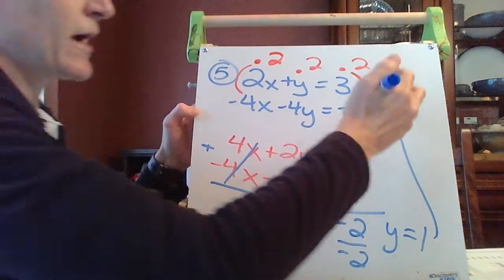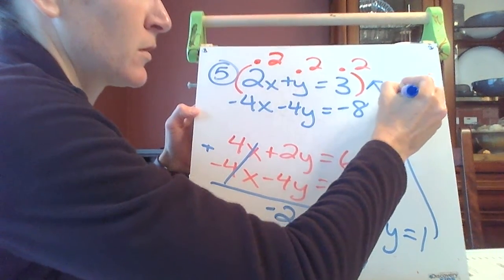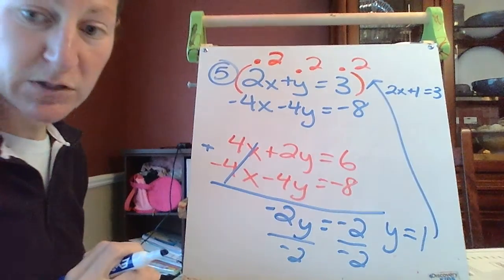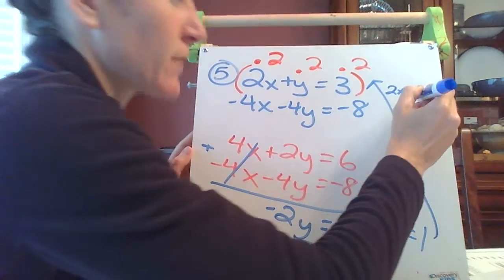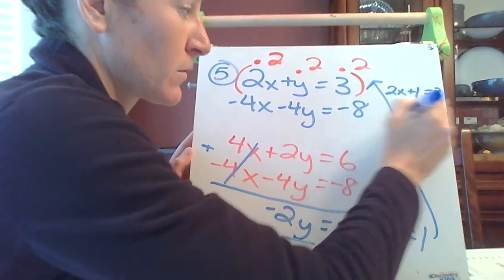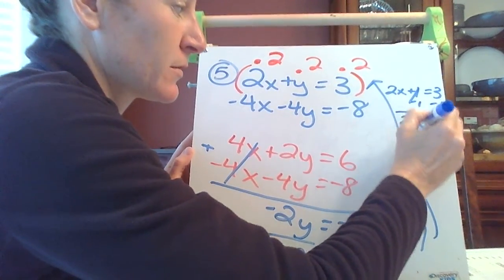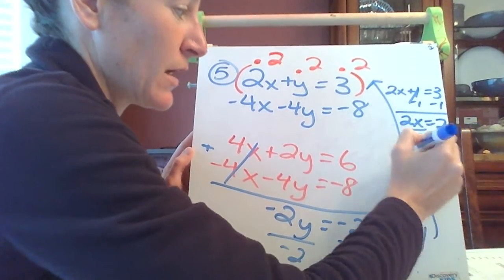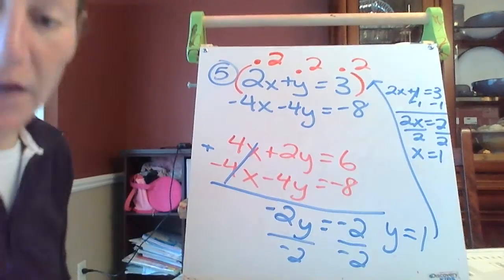Okay, so 2x plus 1 in place of y equals 3. So 2x plus 1 equals 3. Subtract the 1. 2x equals 2. Divide by 2. X equals 1. And there we go.